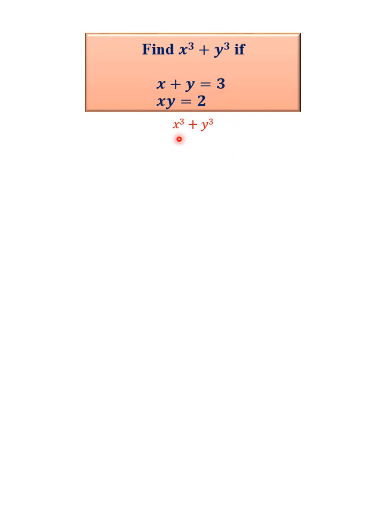The expression or the equation that we will use to solve this problem is simply this. x to the power of 3 plus y to the power of 3 is equal to (x plus y) all raised to the power 3 minus 3xy times (x plus y). This is the expression or the equation that will give us a solution to this problem.